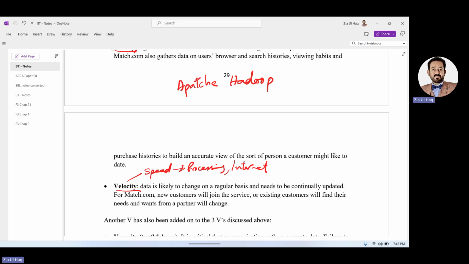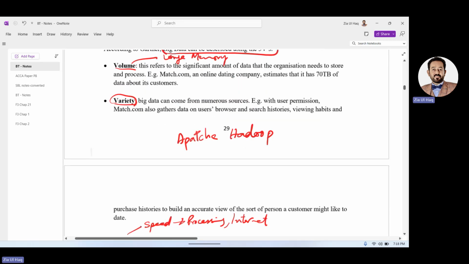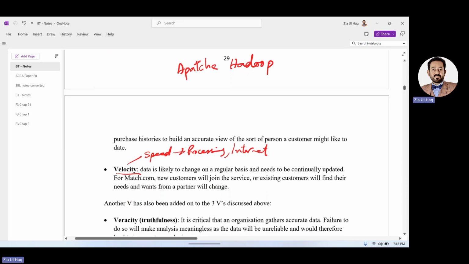So the organizations that are using big data need to focus on 3 V's: volume, variety, and velocity. Volume means they need to manage large memory space. Variety, they need to structure data and need different software. And velocity, to manage and process a large amount of data, they need high processing power, processors, high RAM capacity, as well as a high speed internet connection.